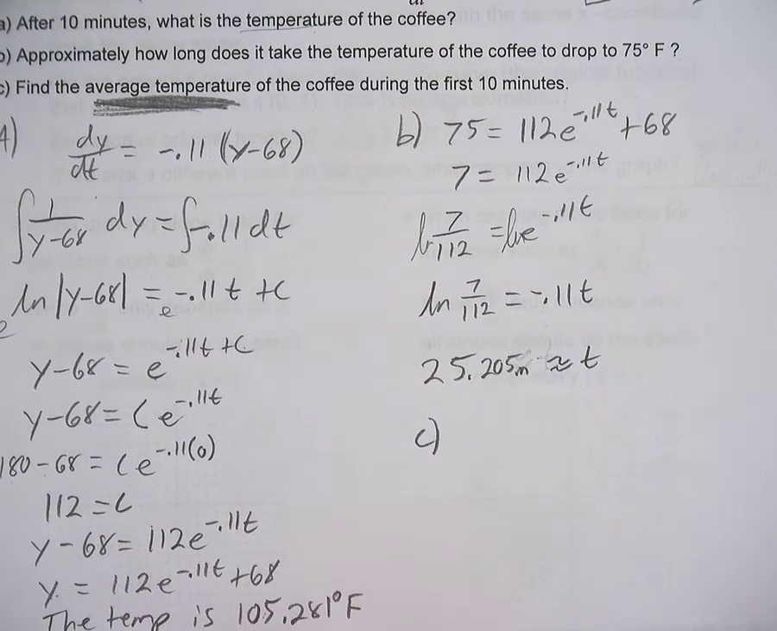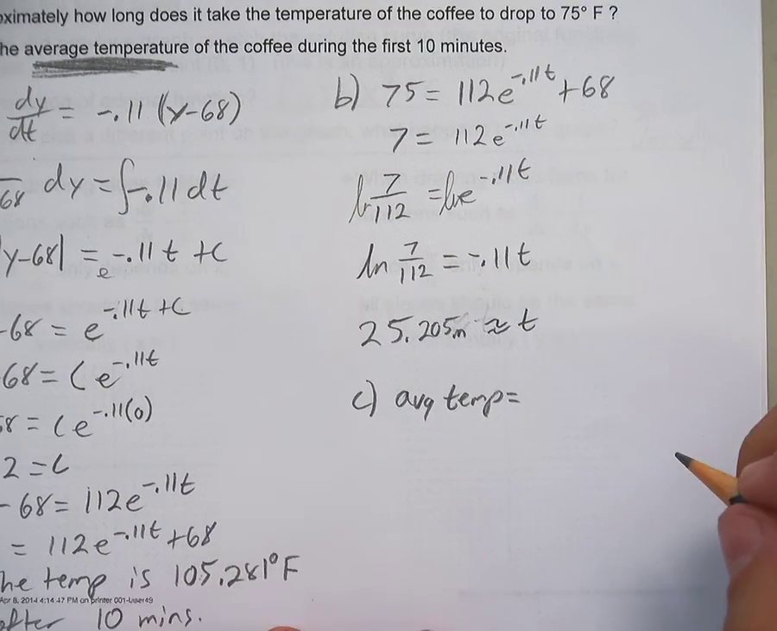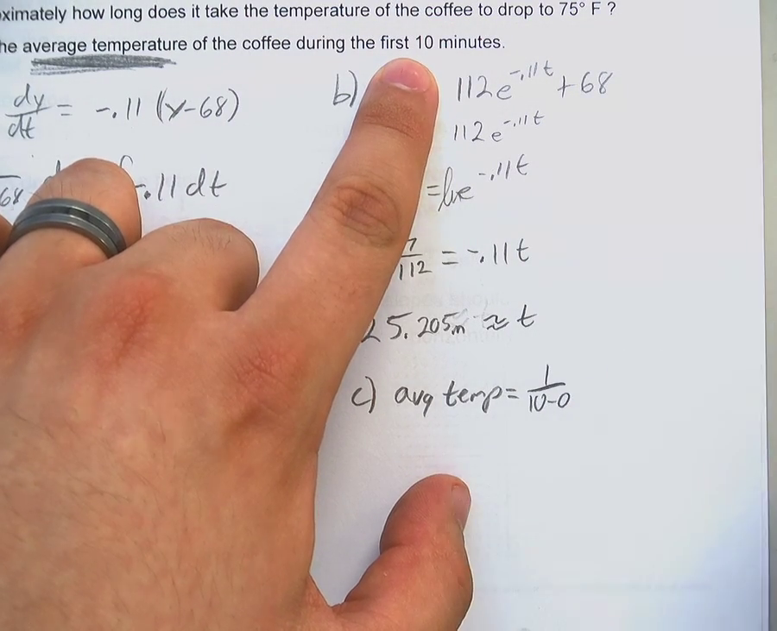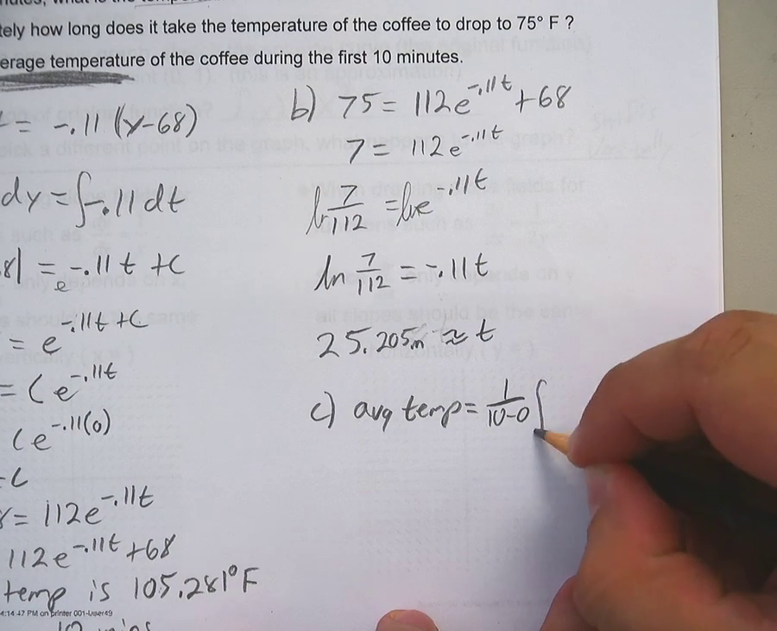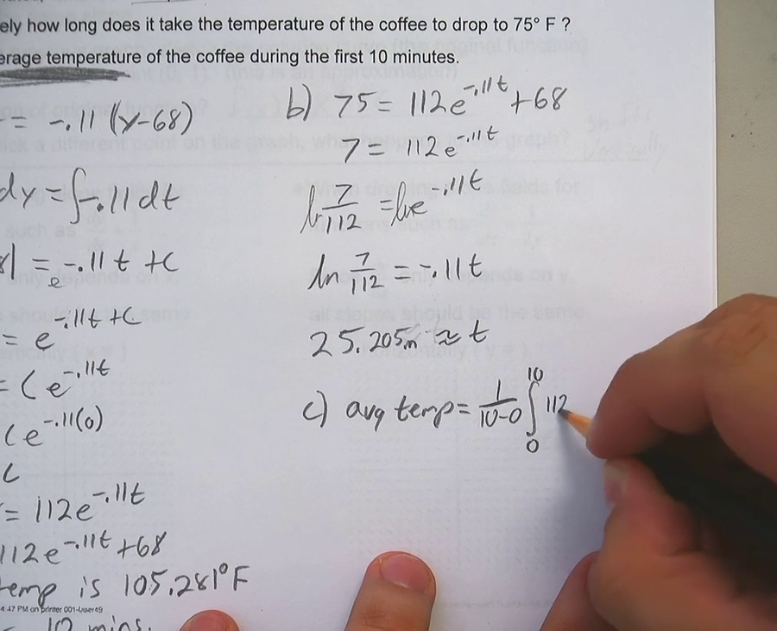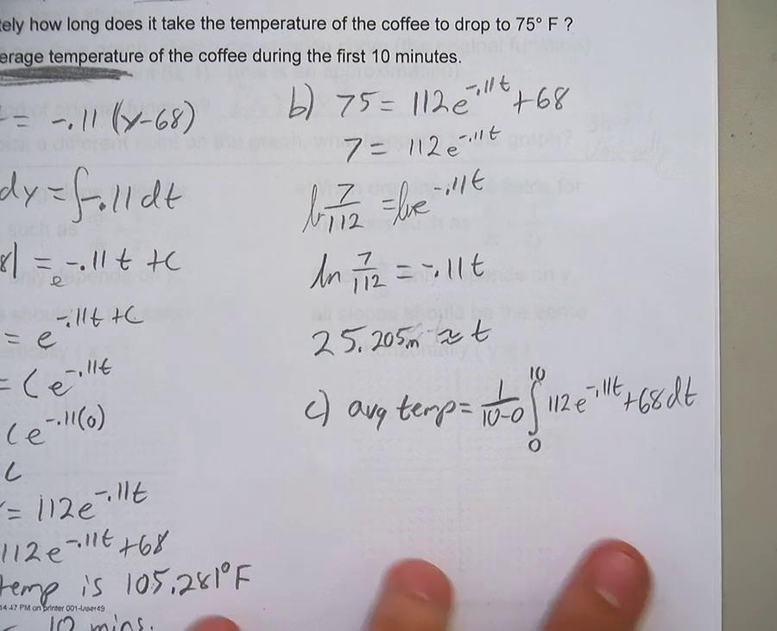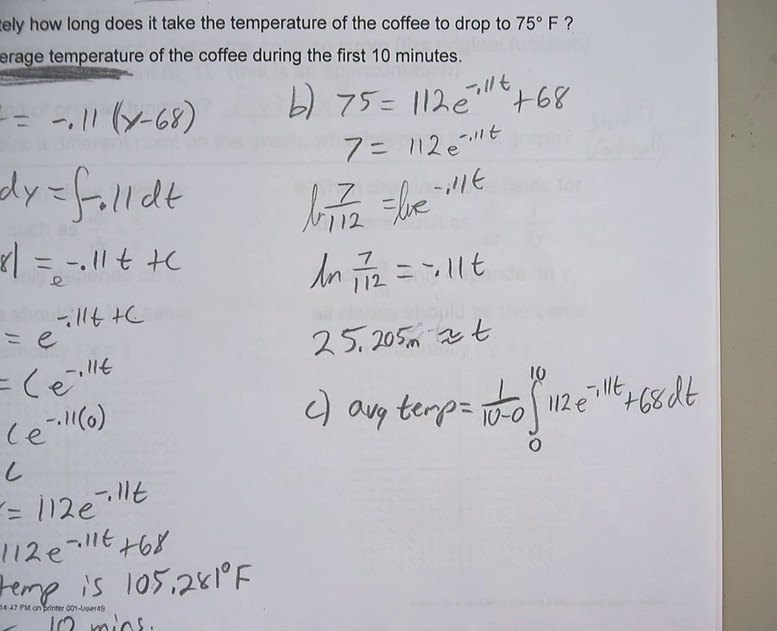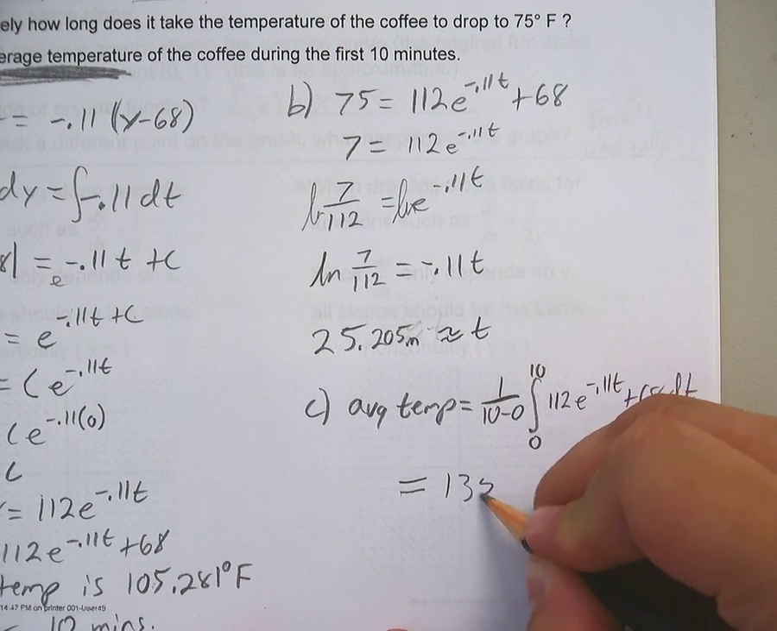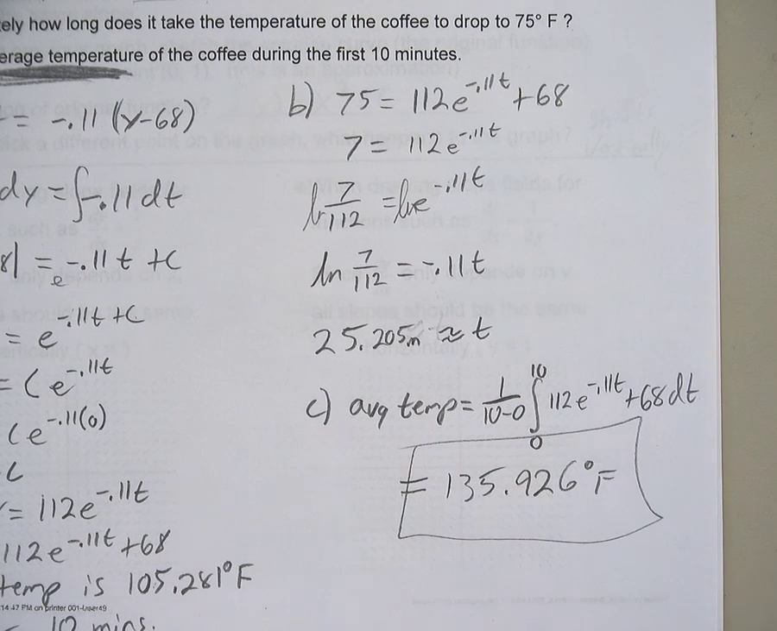So I want you to come down here just so you'll remember. Average temp is 1 over b minus a, so 1 over 10 minutes, so it'll be 10 minus 0 because you started at 0 minutes. And it's the integral from 0 to 10. Remember, this is your averaging out here. 112 e to the negative 0.11t plus 68 dt. So you're averaging out your integral, you're averaging out your area. And you find that the average temperature is 135.926 degrees Fahrenheit. And that's just all calculator work.